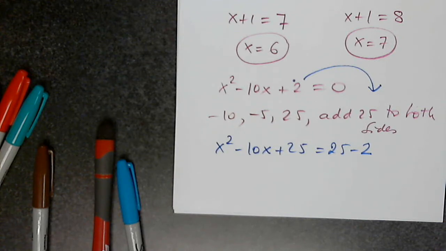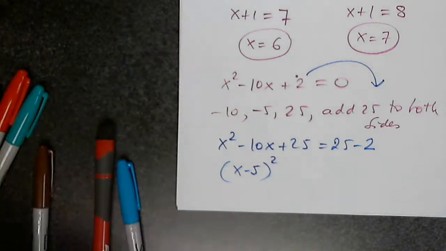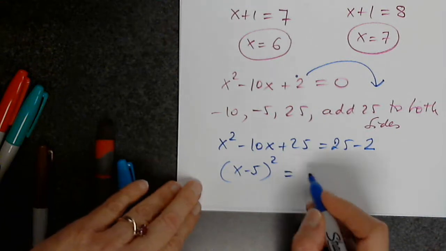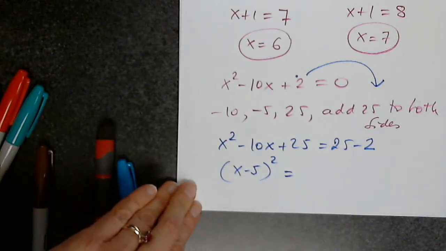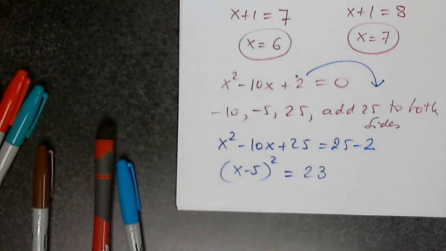And the left-hand side is our first agreement from before. X minus 5, everything squared. That's why I put it there. And the right-hand side is 23. As I mentioned many times before, maybe too many times, completing the square does not solve the equation. After all this effort, I can't solve unless I remember what to do next.